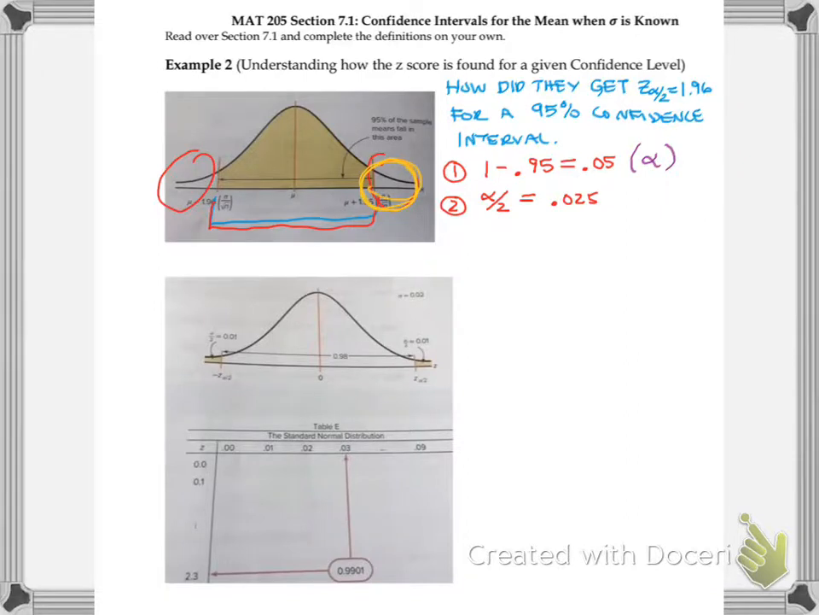Your table, as you know, only gives you area to the left. So step 3 is to take 1 minus 0.025, because you want to use your table to find your z of alpha over 2. When you do that, you get 0.975. The last step is to look on your standard normal distribution table and find the closest z-score to 0.975. If it's not exactly 0.975, find what's closest to it for z of alpha over 2.